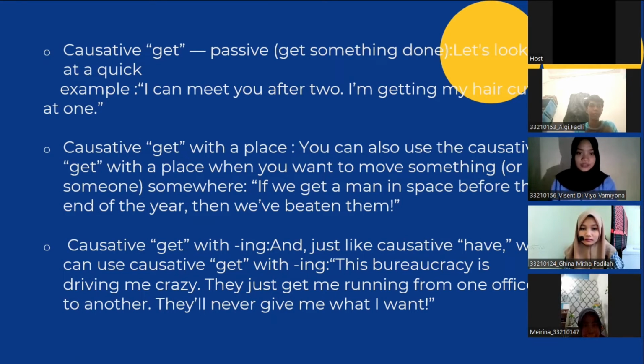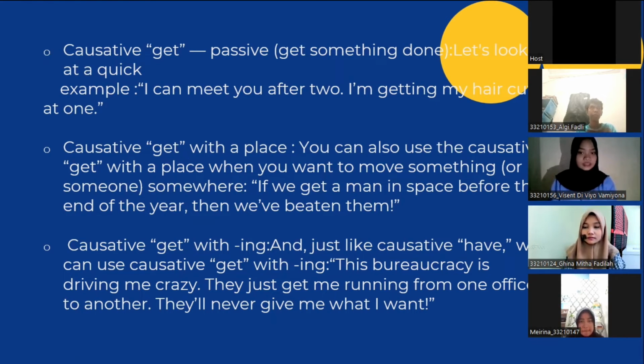And causative get with a place. You can also use the causative get with a place when you want to move something or someone somewhere. The sentence could be like, if we get a man in space before the end of the year, then we've beaten them. And the last, causative get with ing.